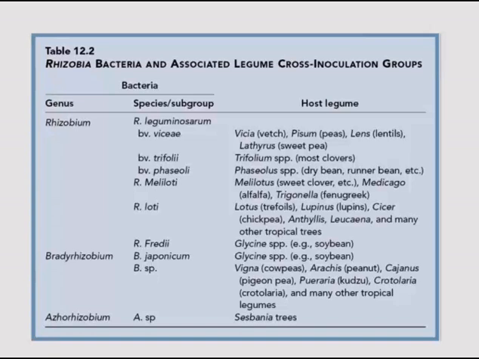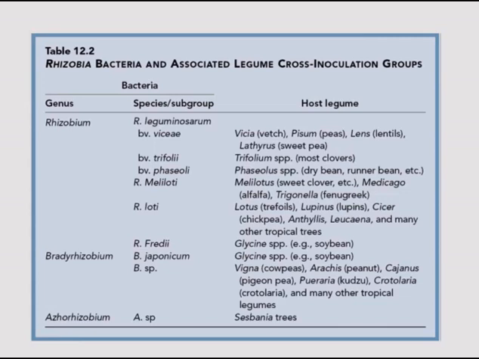Back to rhizobia for a minute. There are several different species and subgroups of rhizobia, and they're plant specific. The one that we're probably most familiar with is, let's see if I can find it here. These are all legumes. Common legumes that we have include lentils, peas, and clovers. Alfalfa is a legume, and all of these different beans are legumes. There are certain trees that are legumes too.